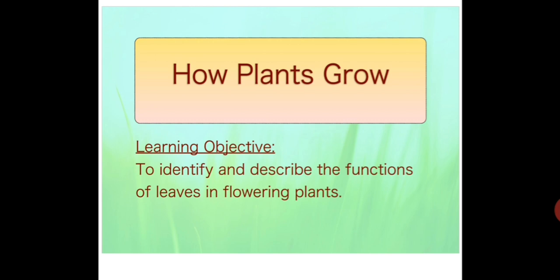Okay. So we're going to go through the slides and then we're going to draw a diagram showing how the plant makes its energy, and then we're going to do some writing after that. So we've got lots of exciting things to do today.